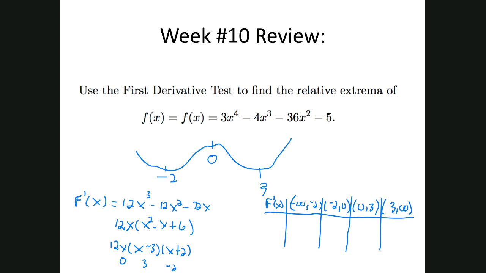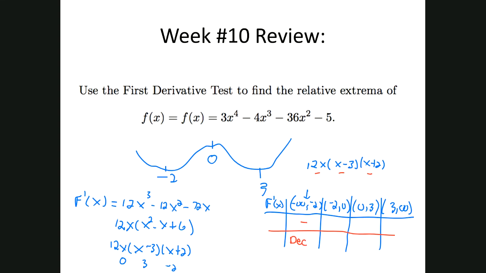So now I'm just going to put my factored form up on top, because I'm going to use this to figure out if it's positive or negative. I'm going to take a value inside this interval. I'm going to take -10. I don't know why I take -10, I can take anything I want. 12 times -10 is negative. -10 minus 3, that's negative. -10 plus 2, that's negative. Negative times negative times negative is negative. I know this function is decreasing from -infinity to -2.